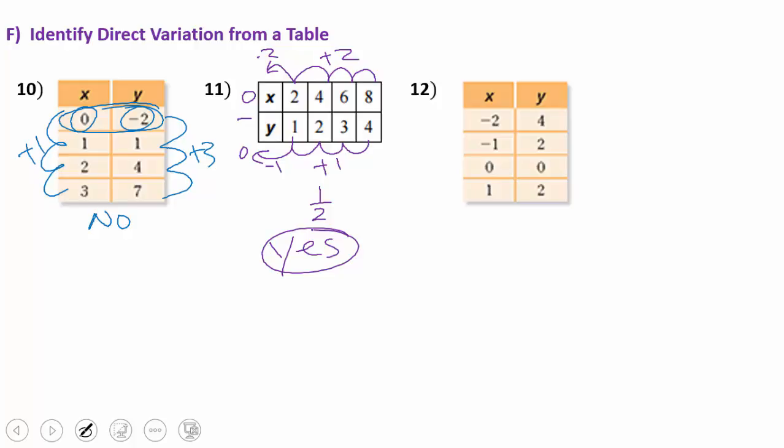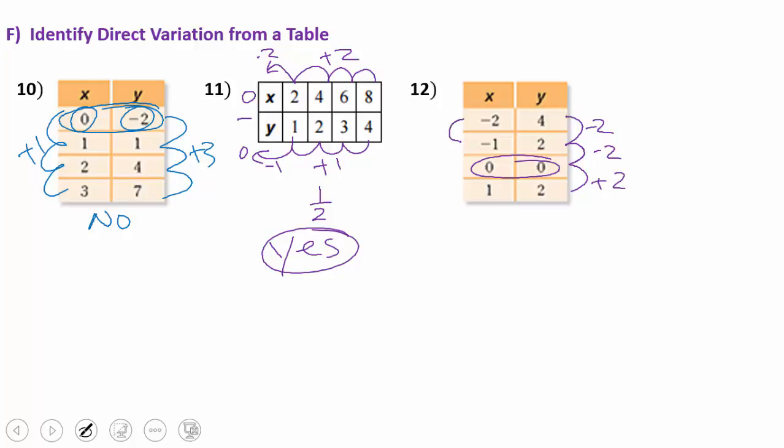And number 12 helps us out right away, because in this table it does show us immediately that it passes through the origin at 0, 0. We just have to find, does it have a constant of proportionality? So y goes down by 2, by 2. Uh-oh, then it goes up by 2. Uh-oh. And, well, let's see.